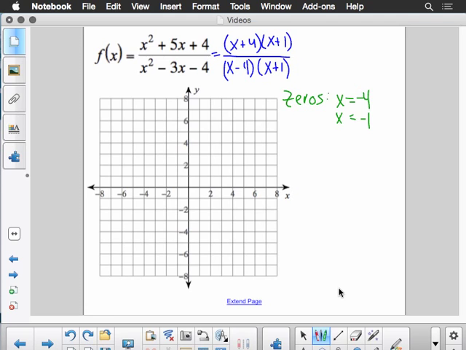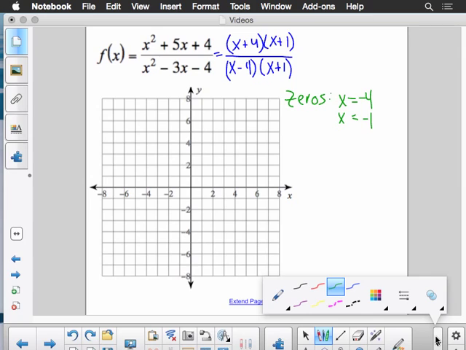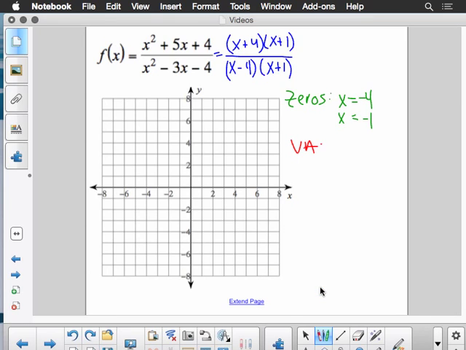Then the very next thing we had to do was vertical asymptotes. Our vertical asymptotes, you take your denominator equal to 0. You go in order, guys. To find the roots of your function, you set your numerator equal to 0. To find your vertical asymptote, you set your denominator equal to 0. So x - 4 = 0 gives me a vertical asymptote at x = 4, and I have a vertical asymptote at x = -1.